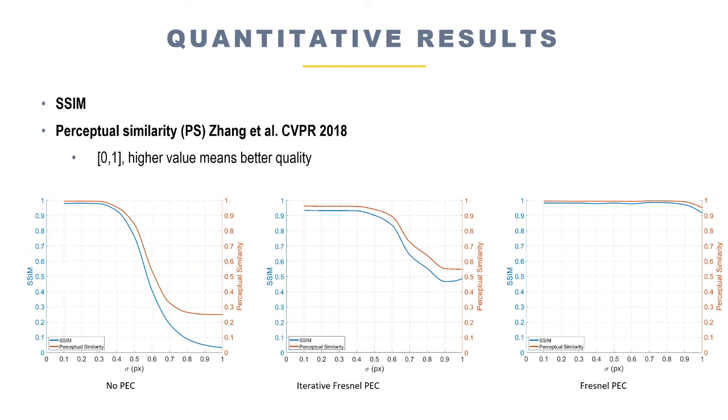The FPEC method can effectively correct the proximity effect with sigma equal to 0.1 to 0.9 pixel, with only a slight dip at 1 pixel. As a comparison, the IFPEC method suffers from noise starting from 0.4 pixel. The two image metrics are largely consistent with each other.